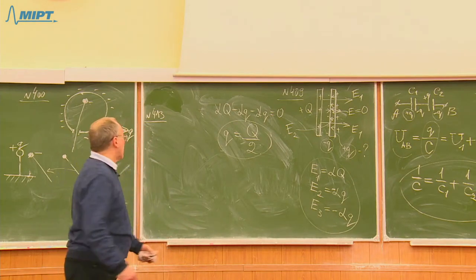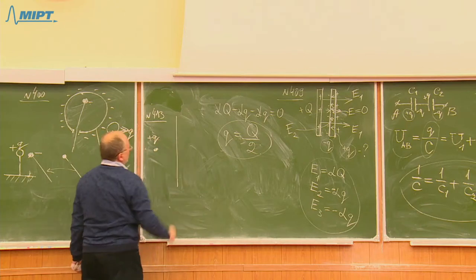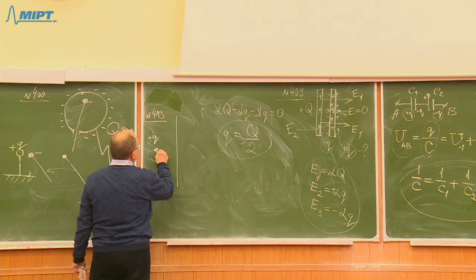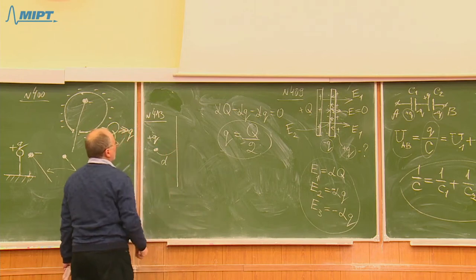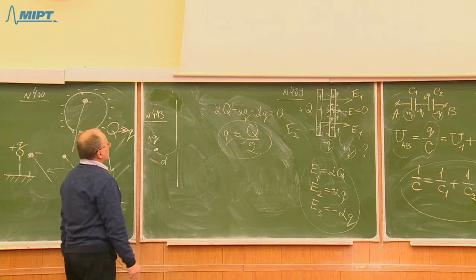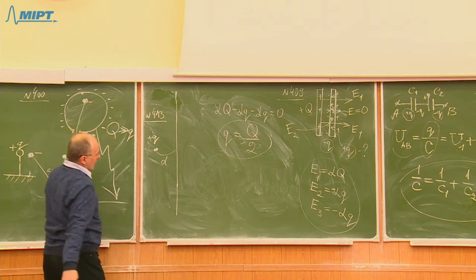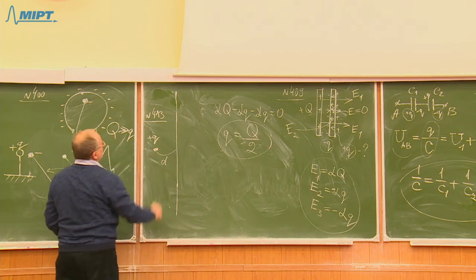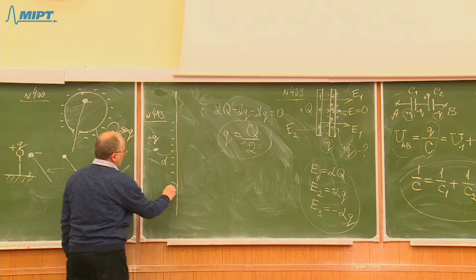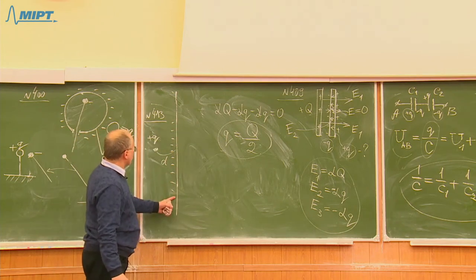So we have a point charge plus Q, and a conducting or metal plane at a distance d. We have to find the force of interaction between the point charge and the plane. It's obvious that if this conducting plane is infinite, then anyway the electrons will be attracted to this positive charge, and they will flow here, and there will be some surface density of negative electric charge.